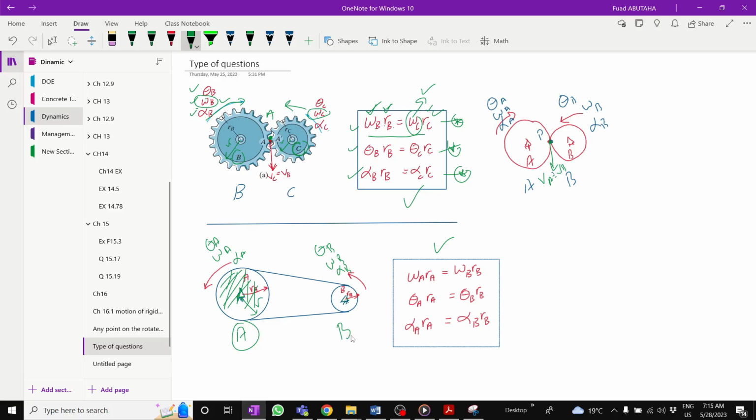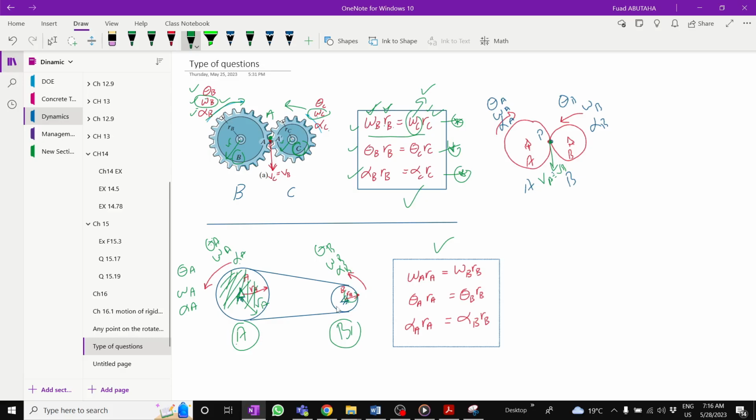Let's call this one A, and this one B. This is the radius of A, and this is the radius of B. Since we have two, each one should have theta, omega, and alpha. If this is A, it will be theta for A, omega for A, and alpha for A. The same here for B.